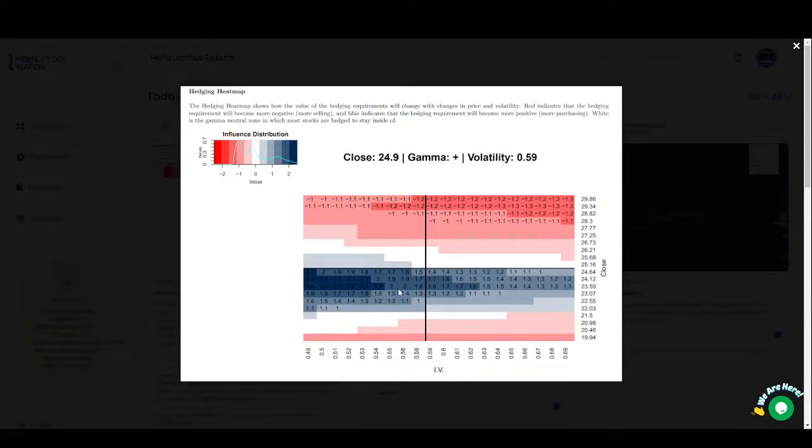So I was trying to show the incredible amount of purchasing support below, which shows that if price dips down today at any point, you can expect it to get bought back up, because as price moves down, due to the dealer positioning in the options matrix, dealers will be forced to purchase shares to hedge their positions.